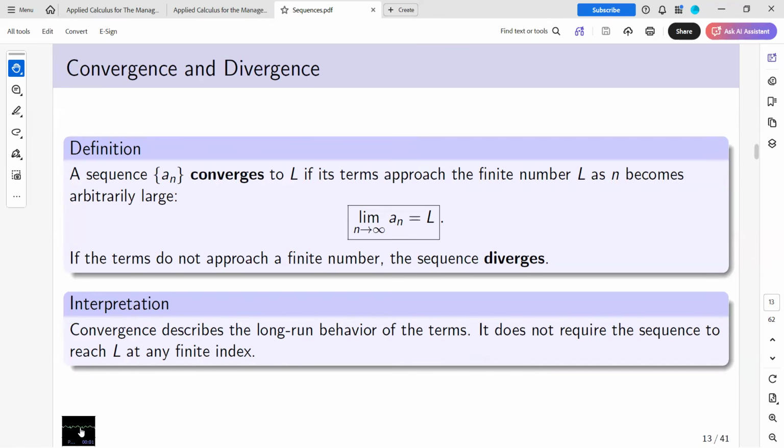A convergent sequence settles closer and closer to one finite value. It may never equal that value exactly, because limits care about the destination more than the parking spot.